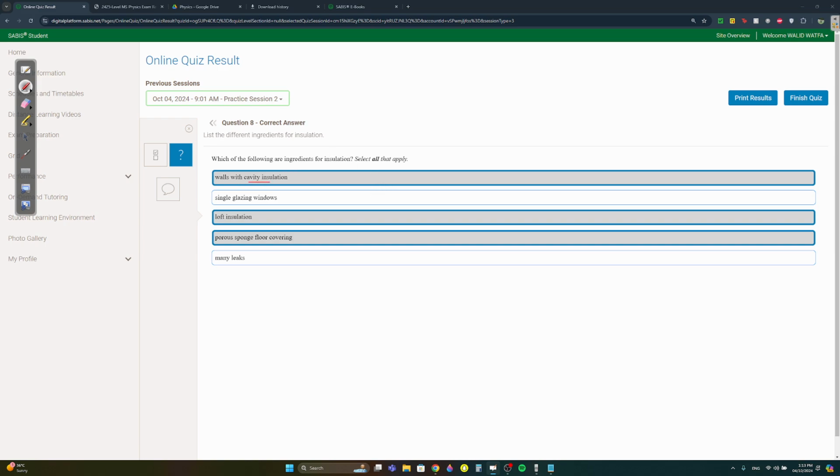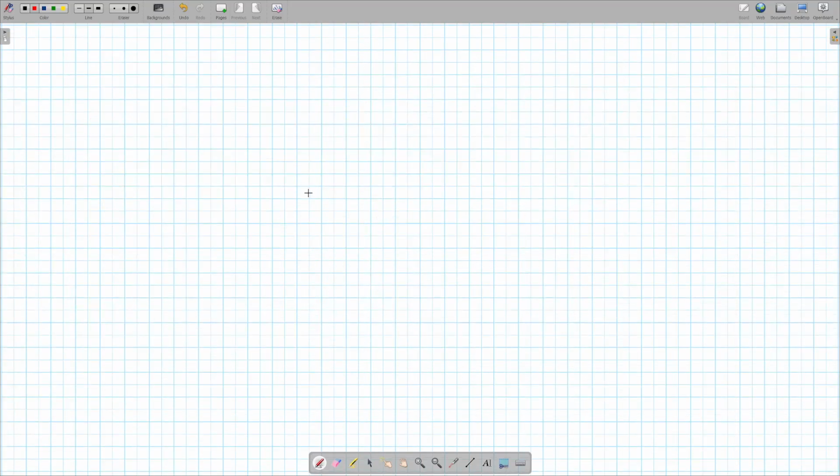For home insulation, you should have cavity insulation. Cavity insulation, yani two walls with an insulator in between them. Single glazed, no, we want double glazing. Loft insulation, yani at the top you should have insulation. Loft is the floor at the top. Porous sponge floor covering, yani you should cover the floors. And many leaks, of course not. Now, poorly answered questions: I'll give you AMS questions that all had to do with this section.